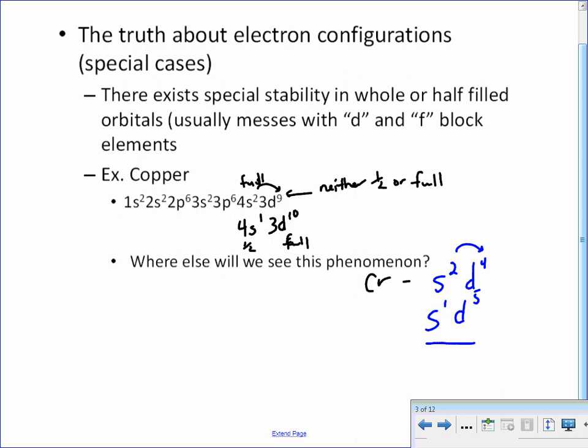The reason this happens in transition metals is because the energy difference between the s sublevel and the d sublevel is minimal. It's so small that you'll see in some textbooks that they say that the transition metals' valence electrons would include whatever is in the s sublevel and also what is in the d sublevel. Those are just different schools of thought.